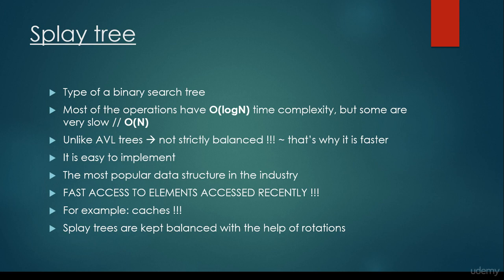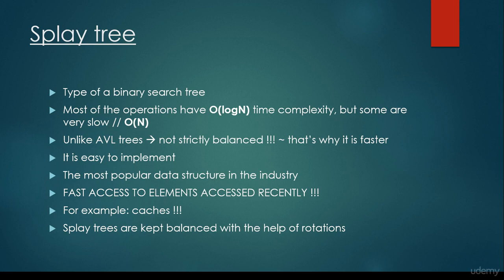Unlike AVL trees, it is not a strictly balanced data structure, so splay trees are not as balanced as AVL trees, but that's why it's going to be faster, because it's going to take a lot of time for AVL trees to make it as balanced as possible on every insertion. Here, we are not going to make it strictly balanced, so we don't have to bother about making it perfectly balanced, and that's why it's going to be faster. It is quite easy to implement, and basically this is the most popular data structure in the industry.